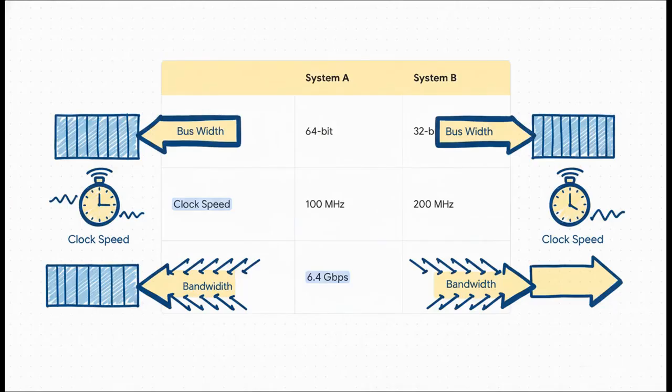So this leads to a classic trick question you might see on an exam. Is a wider bus always better? Well, not necessarily. Take a look. System A has a super wide 64-bit bus, but a slower clock speed. System B has a narrower 32-bit bus, but it runs twice as fast. And what's the result? They both have the exact same bandwidth. This really shows that it's the combination of width and speed that truly matters.